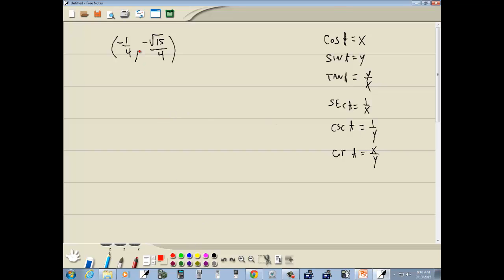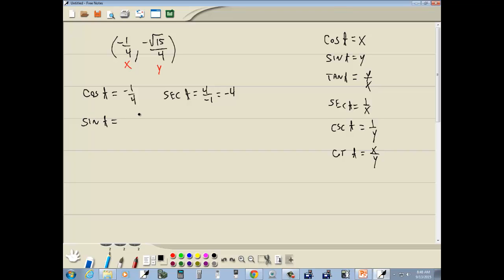Well, for this one here, they give us a point, so this is our x and this is our y. So cosine is going to equal your x, which is negative 1/4. And I'll go ahead and write secant down while I'm here. Secant is the reciprocal of this, the fraction flipped, so it'll be 4 over negative 1, or negative 4.